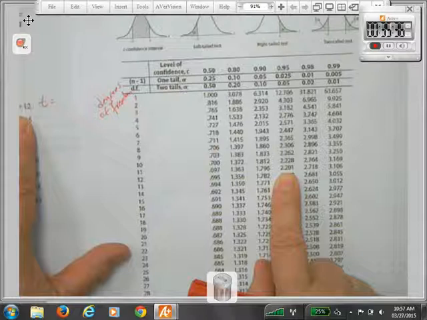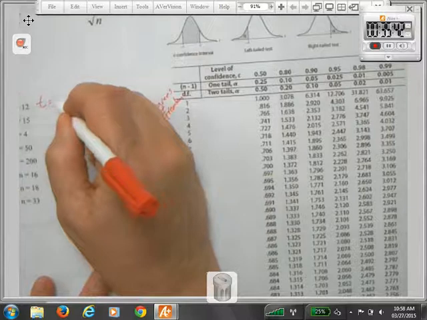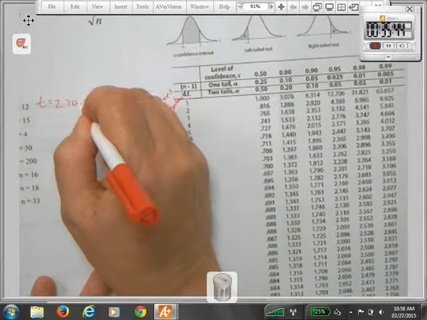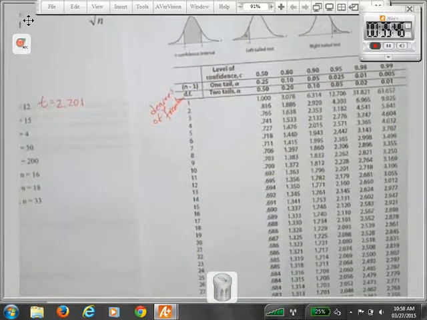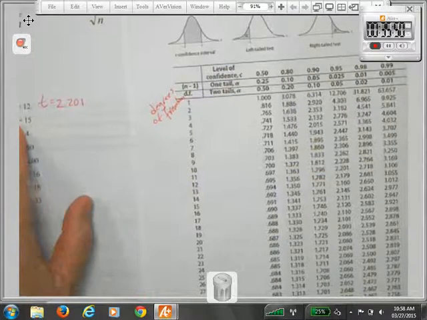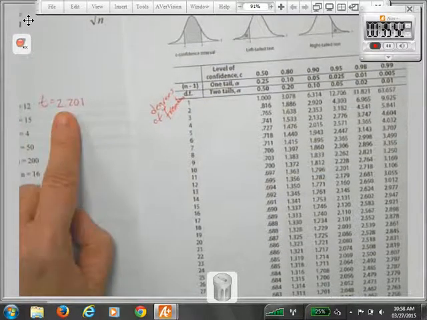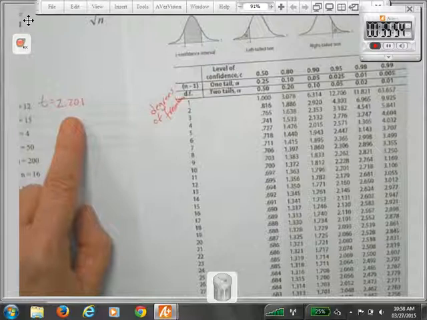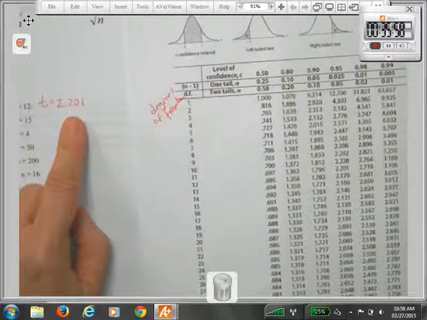2.201. Okay, 2.201 is the test statistic that we're going to use for 95% instead of 1.96. It's a bigger number, much bigger in terms of statistics. So definitely a different number producing a totally different answer. So something you have to be very careful about anytime that N is less than 30.